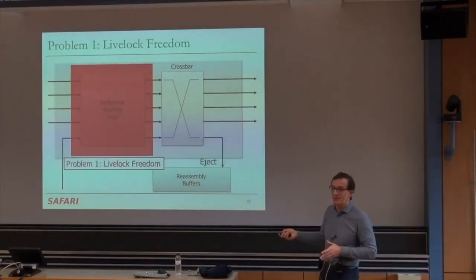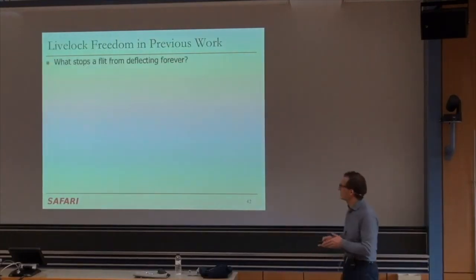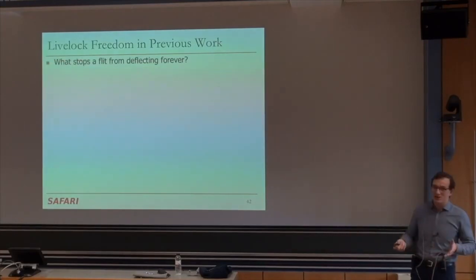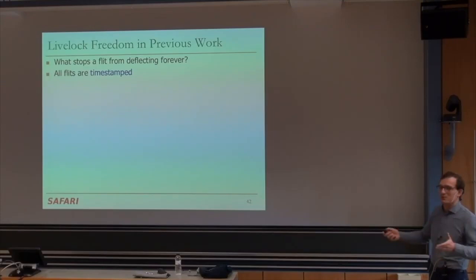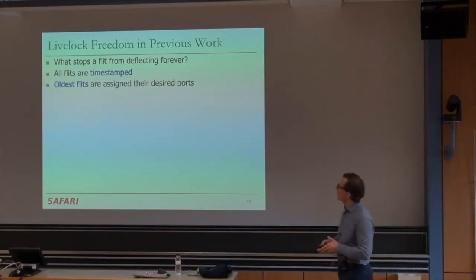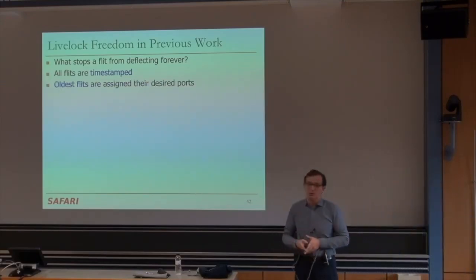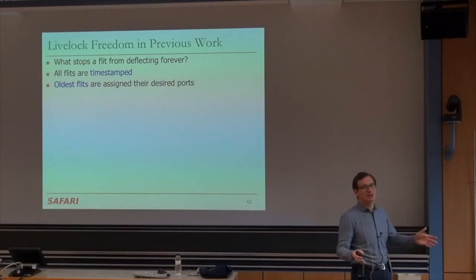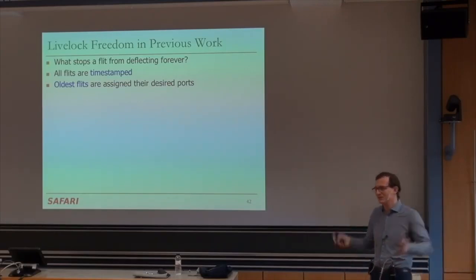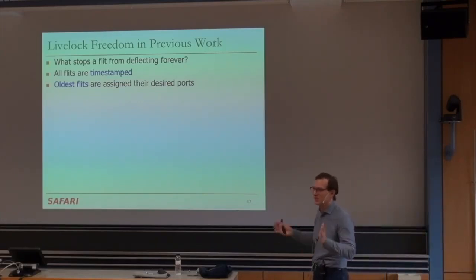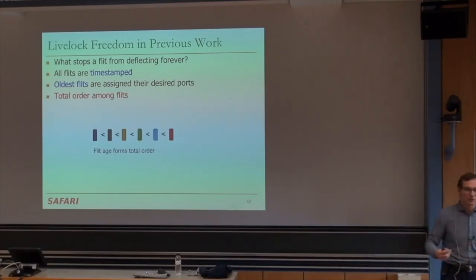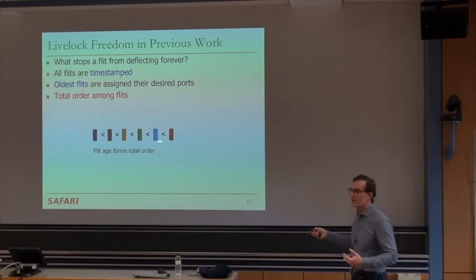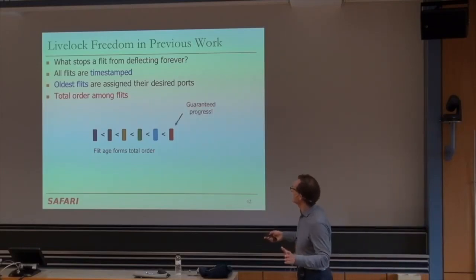The first one, how do you provide live lock freedom? It's essentially algorithms. The first question is, what stops a flit from deflecting forever? You can timestamp all the flits. All the flits are assigned their desired ports. Of course, if two flits have the same timestamp, you need to have a tiebreaker. It could be the node number that's injecting it, for example. So essentially, this leads to a total ordering among the flits, right? And this total order, as long as it's obeyed by all of the routers, that's great.